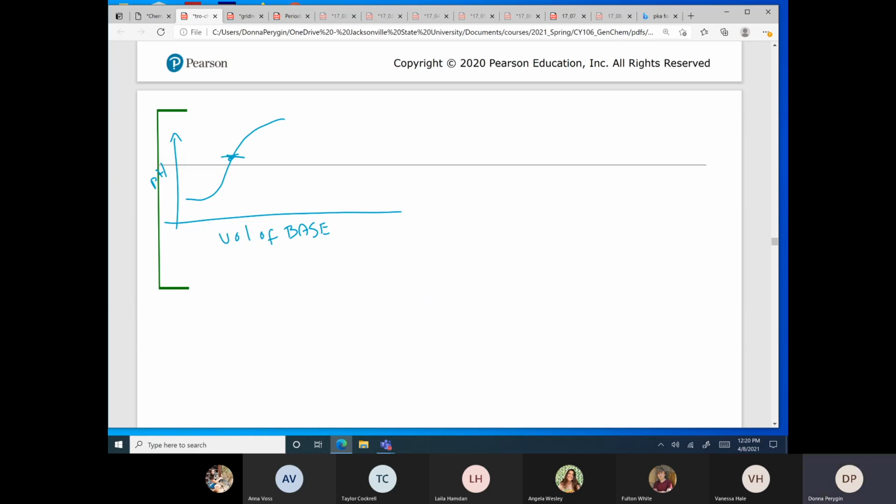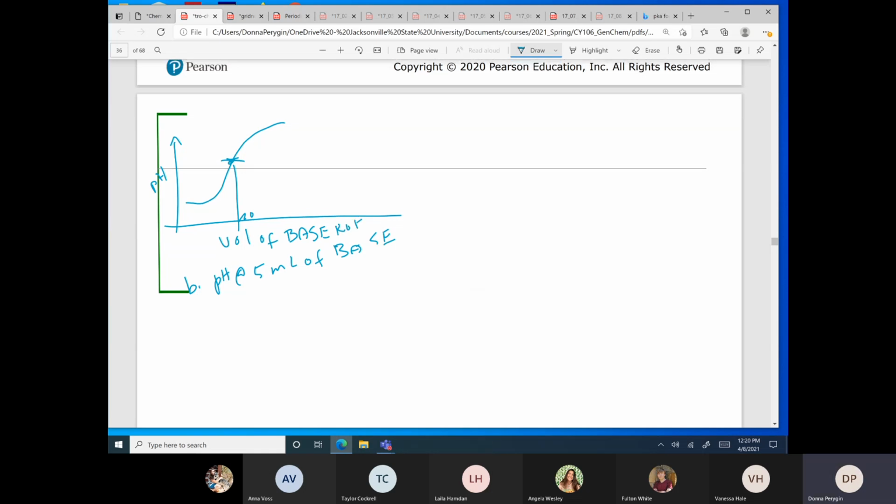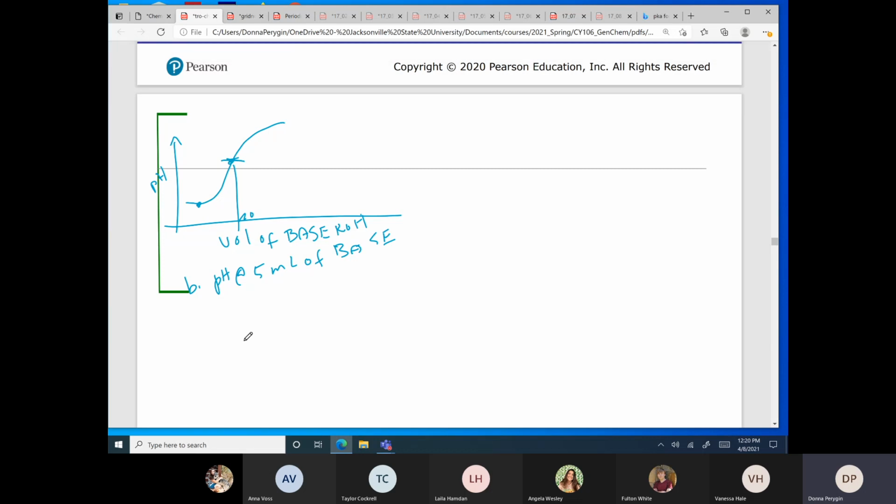That's because of the conjugate base in the solution. At 20 milliliters we've got the equivalence point, so we're only adding 5 milliliters. We want the pH at 5 milliliters of base, that's our KOH. So the pH at 5 milliliters is going to be somewhere around here. Let's calculate that.